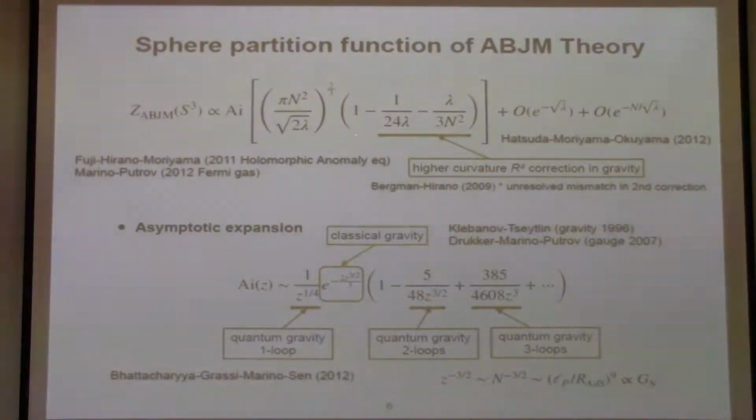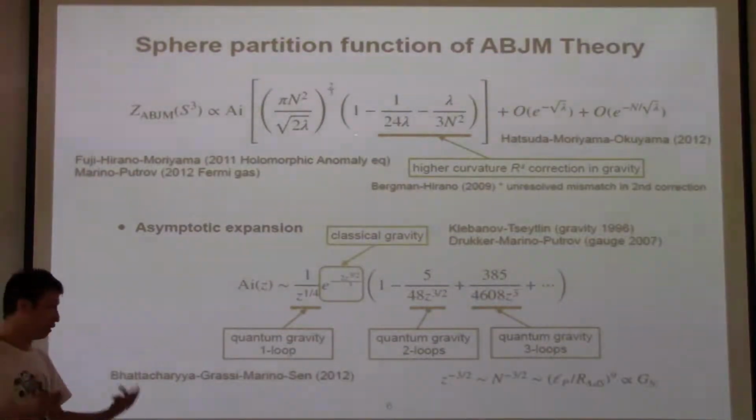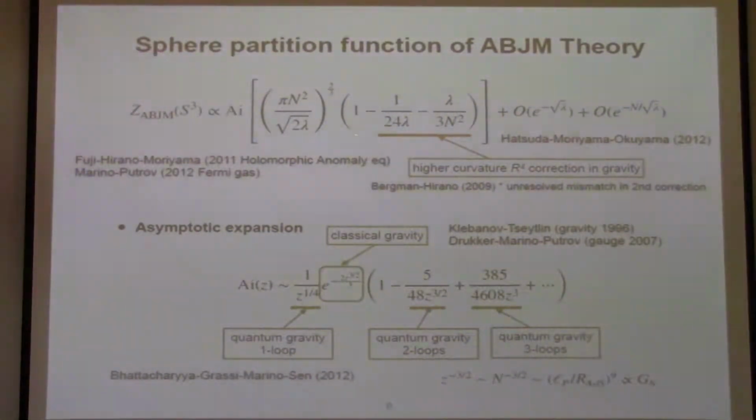This is the result known in ABJM theory. This is the three-sphere partition function, and I just focus on the Airy function part. There are some other factors, but I ignore those. Also there are non-perturbative corrections corresponding to, in the type IIA limit, this worldsheet instanton and this D2-brane instanton. And in M-theory, both are M2-brane instantons. But this is the result we know.